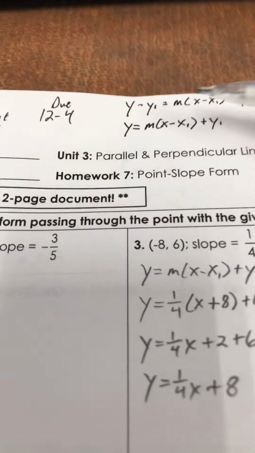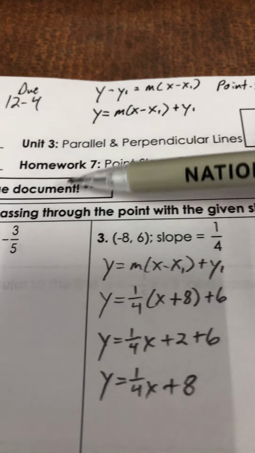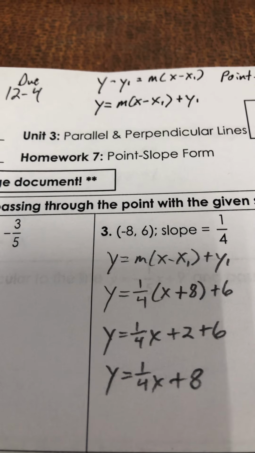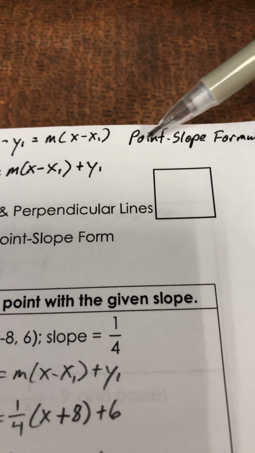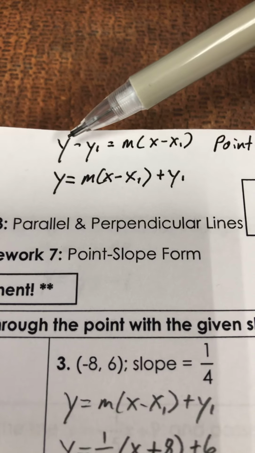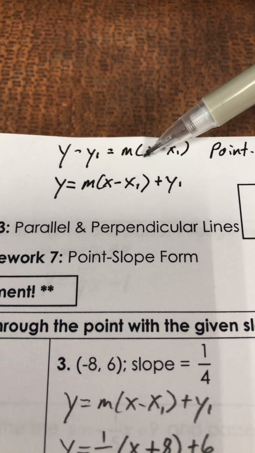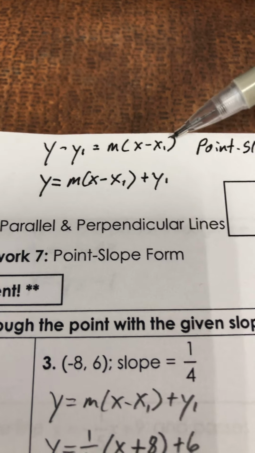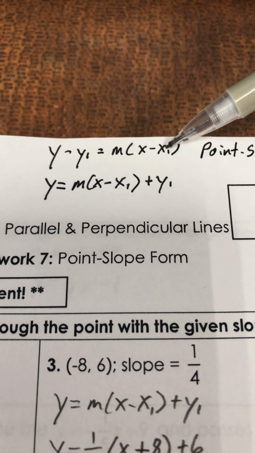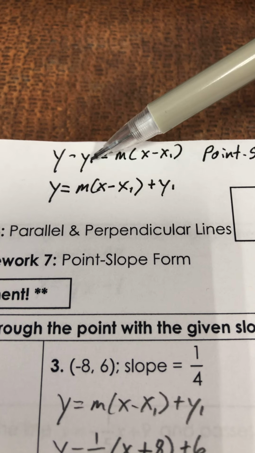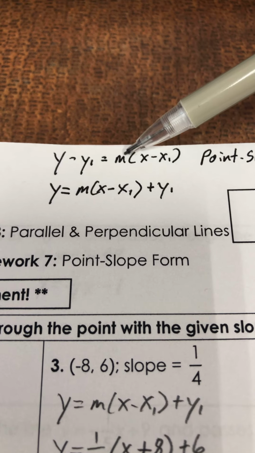I'm working on Unit 3, Parallel and Perpendicular Lines, Homework 7, Point Slope Form. And the formula that we're working, the point slope formula, remember, is y minus y1 equals m in parentheses x minus x1. So we put our points here in x1 and y1, and the m is our slope.